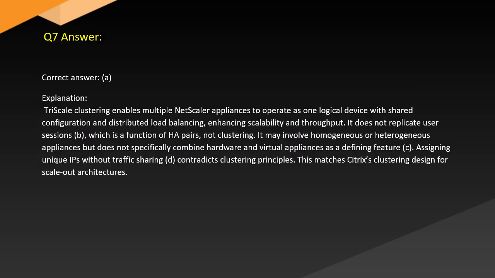Answer. Correct answer: A. Explanation. TriScale clustering enables multiple NetScaler appliances to operate as one logical device with shared configuration and distributed load balancing, enhancing scalability and throughput. It does not replicate user sessions, B, which is a function of HA pairs, not clustering.